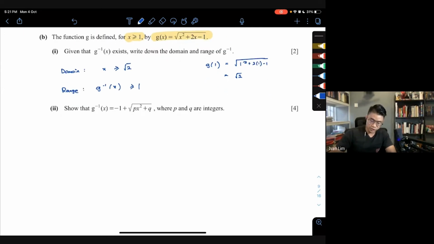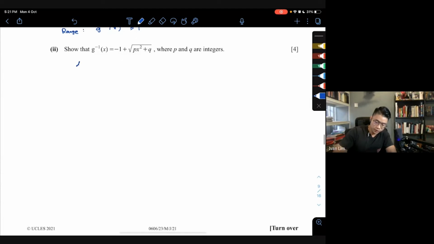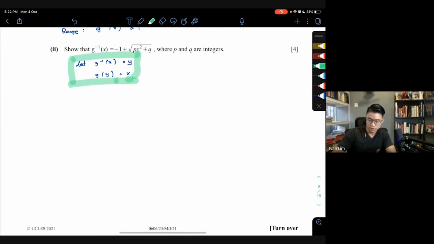Okay, next one. Show that g inverse of x equals -1 plus square root of x squared plus 2. So the first step that I always ask you all: let g inverse x equal y, so g(y) equals x. Don't ever forget to write this line. I want you to keep this in the standard form. Take note of this question also. In the previous paper, something similar came out, and I observed quite a number of you got it wrong. Take note of this question.